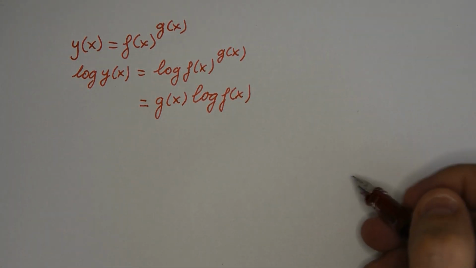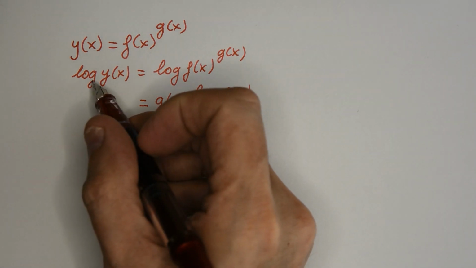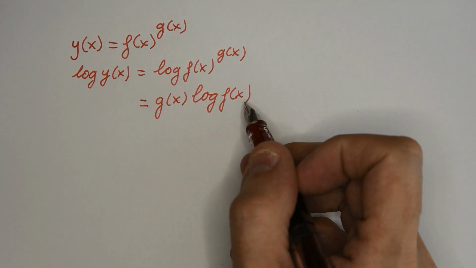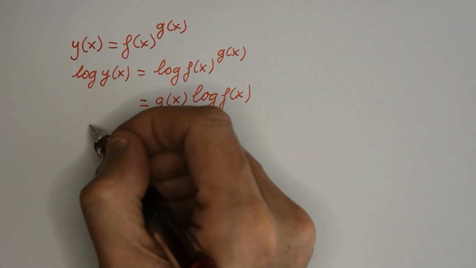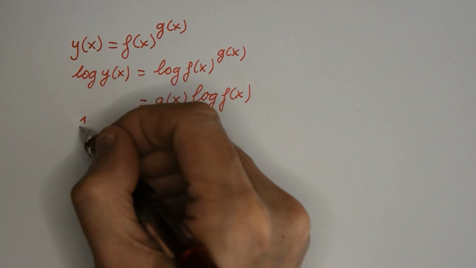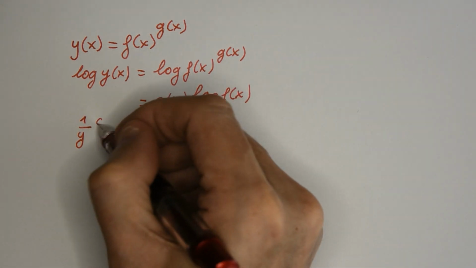Right? And now we're going to differentiate the left and the right side. The left side I'm going to differentiate with respect to y, and the right side I'm going to differentiate with respect to x. So we will get log y differentiated equals 1 over y, and I'm leaving the x out for now, times dy.